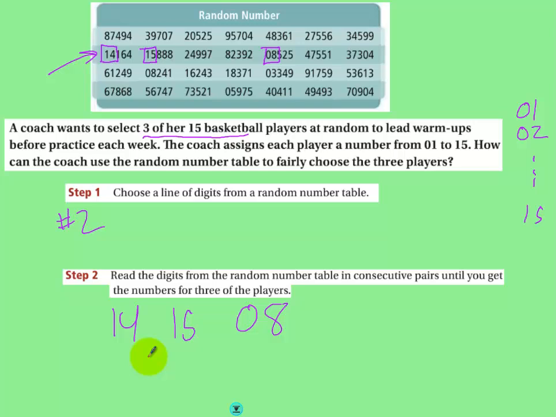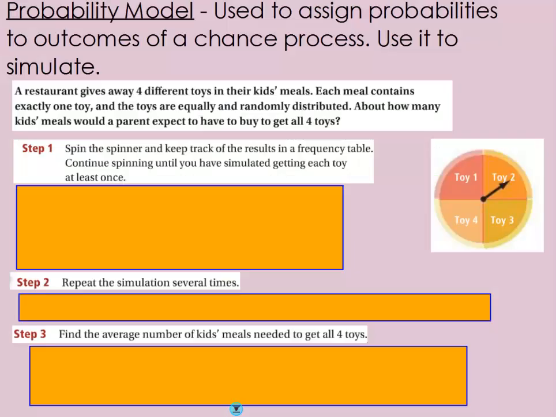This is one way to do this. Now, there's flaws in this system if the coach kept using the same random number table, because these were generated randomly, but if we use the same numbers again, we're still going to get the same 3 players. So there's got to be another way. Even though that's random, you can't always just use that same random table every time.